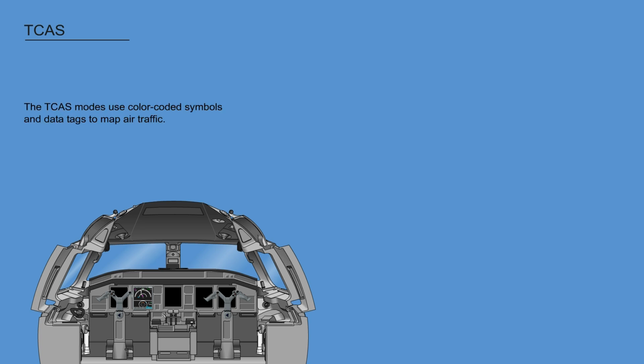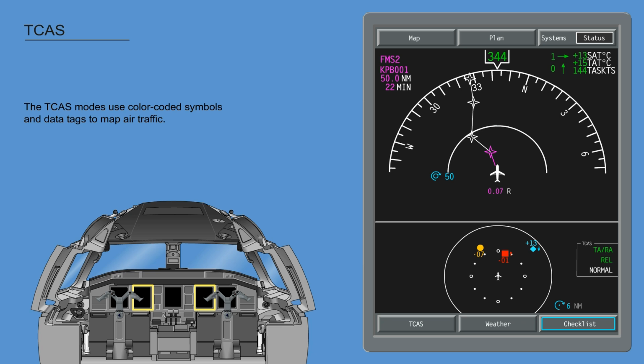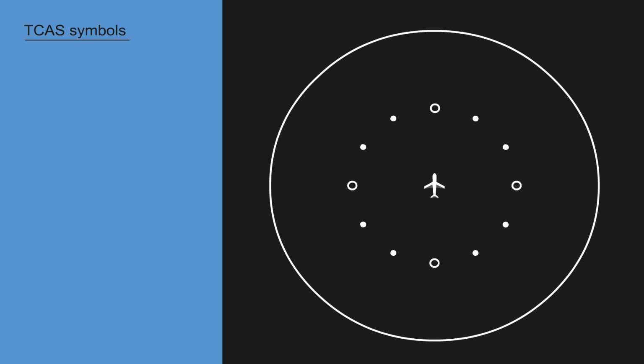The TCAS modes use color-coded symbols and data tags to map air traffic and locate threat aircraft on the two display formats. The symbols are explained as follows. A solid red square represents a resolution advisory, RA.